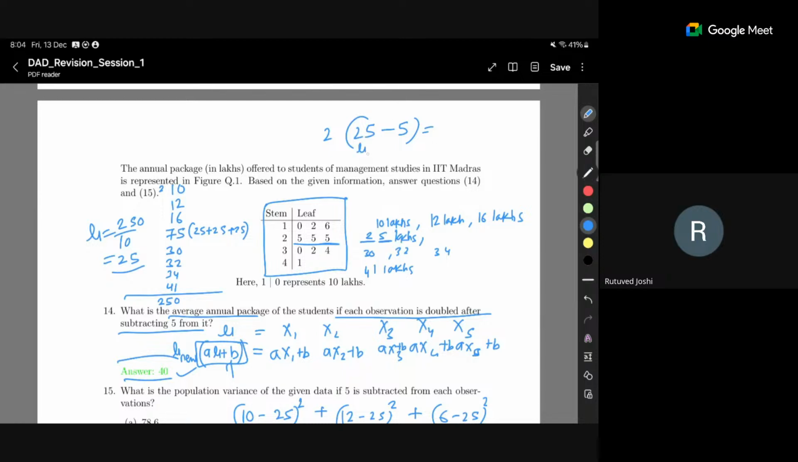That this was my mean initially. Then I'll have a new mean, which is this. I do this: 25 minus 5 is 20, and times 2 is 40. That's how this answer is coming up. Not just the average, because the summation is not 4. What I did was I took all the numbers, subtracted 5 from each, doubled it, and then took the mean of that.